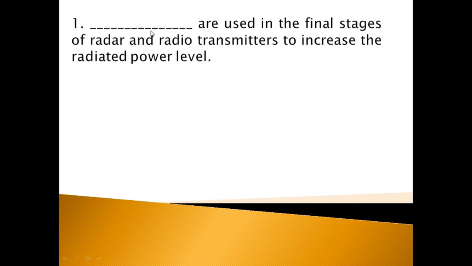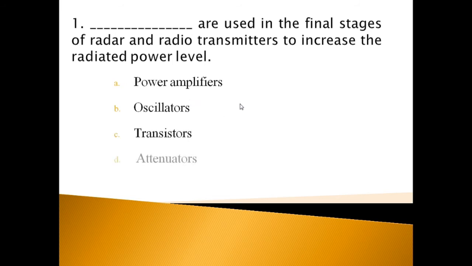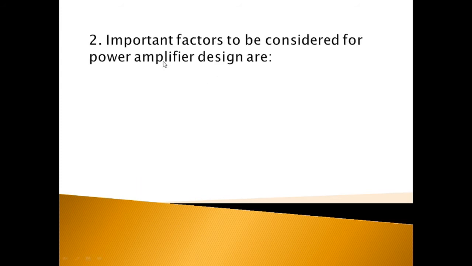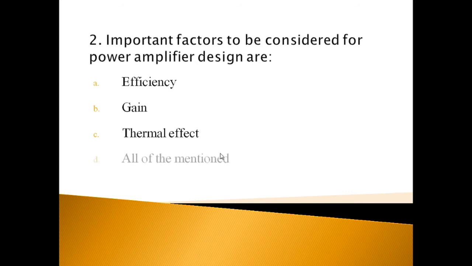Now based on this, these are the multiple choice questions. Question number 1: DAS are used in the final stages of radar and radio transmitter to increase the radiator power level. The options are power amplifier, oscillator, transistor, attenuator. For radar and radio transmitter, power amplifier is especially utilized, so the answer is power amplifier. Now the next question: important factors to be considered for power amplifier designs are efficiency, gain, thermal effect, all of them mentioned. The answer is of course all of them mentioned.